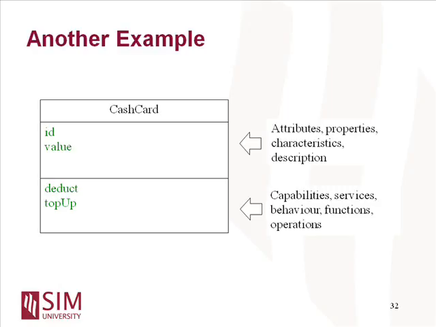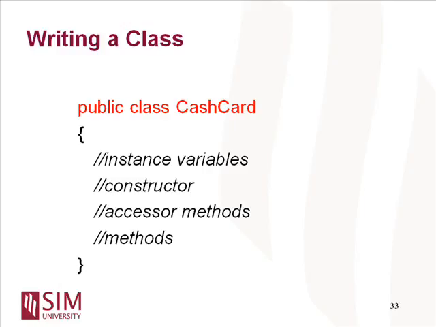A cash card would typically have the ID of the class and the value, which is the amount of money stored in the cash card. Also, one performs operations such as deduct and top up on a cash card. So typically, when one defines a class, the various parts of the class can be written in the following order.